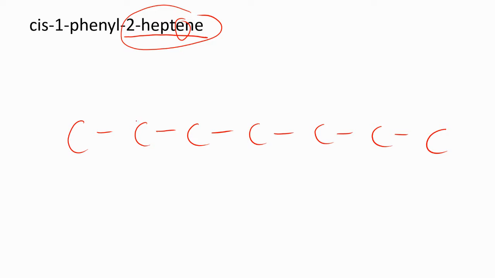Parent chain is 2-heptene. Let's draw 7 carbon first. 1, 2, 3, 4, 5, 6, 7. Now we have a special case here, but we solve this structure first. 2-heptene. So this is number 1, number 2, number 3. So 2-heptene. Now another one is, substituent is phenyl.